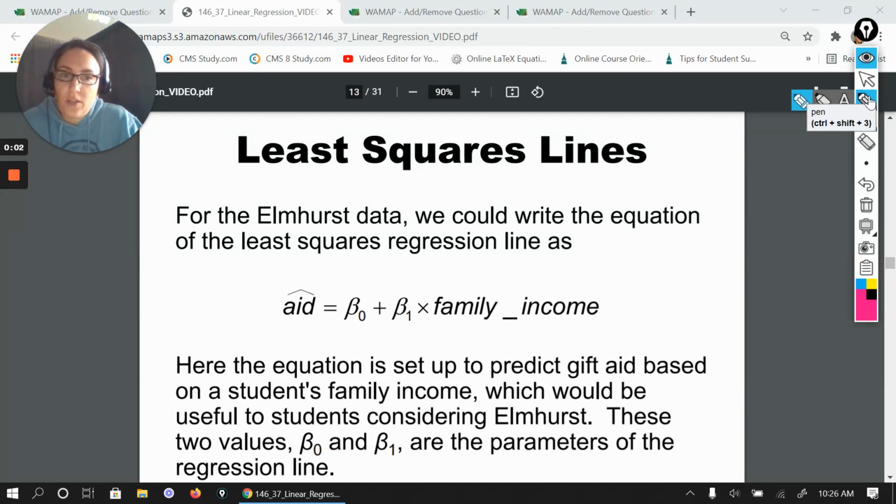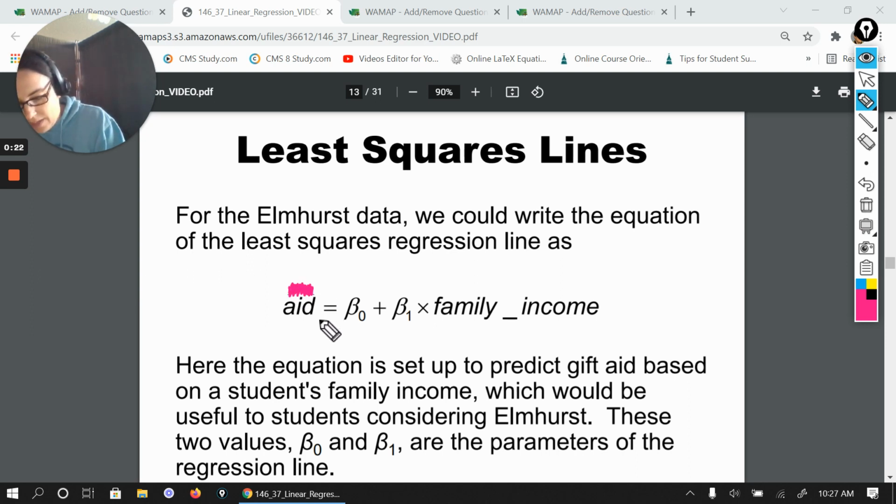For the Elmhurst data, we could write the equation of the least squares regression line as aid hat equals beta naught. Actually, the hat probably doesn't belong here because we're using betas and not b's. The hat always represents a prediction value, but the actual aid would equal the actual beta naught, which is the intercept of the line, the y-intercept, and then beta 1 is the slope, the actual slope, times the family income.